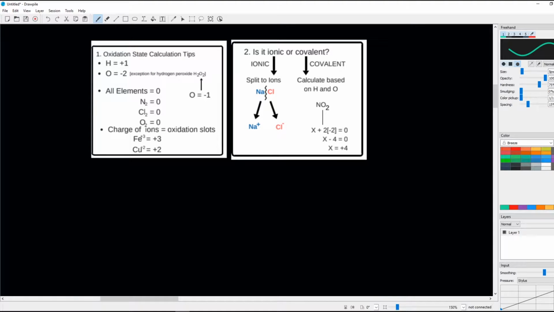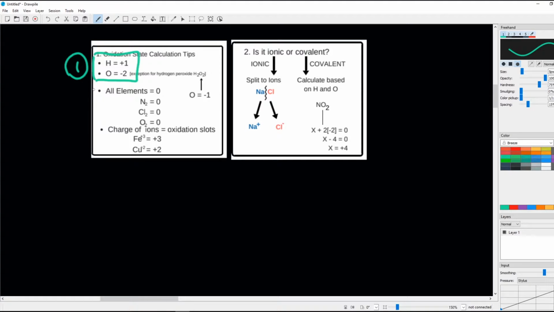And of course, there will be exceptions: H2O2, known as hydrogen peroxide, where O is -1. So in exams, keep your eyes open for the word hydrogen peroxide or the formula H2O2, because this rule just changes O to -1. For now, we will not discuss this. We will only talk about H equals +1 and O equals -2. That's rule number 1 to note.